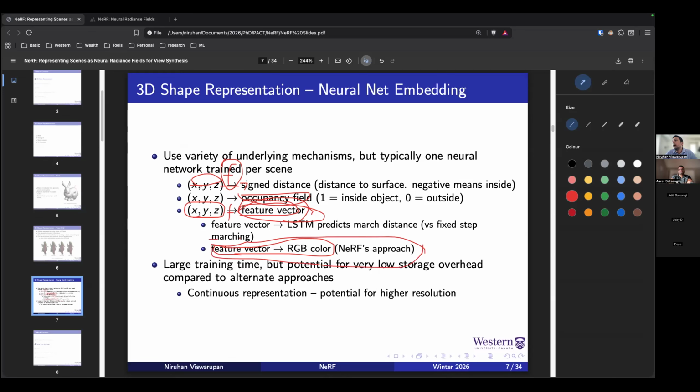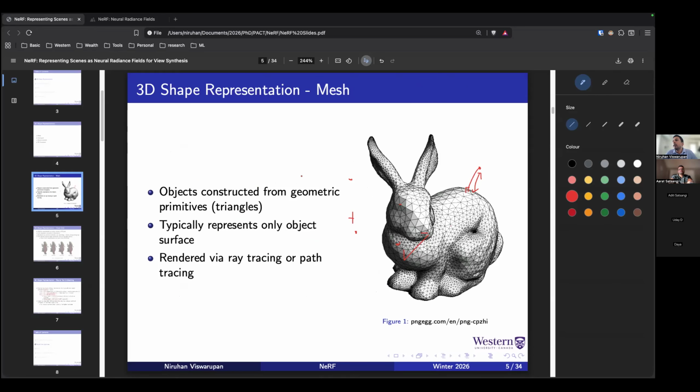And then there are other approaches as well, like using an LSTM to predict march distance. You take a point in space and query the neural network for how far along you have to travel to get meaningful information from the scene, like where you have to terminate the lookup so that you get information.